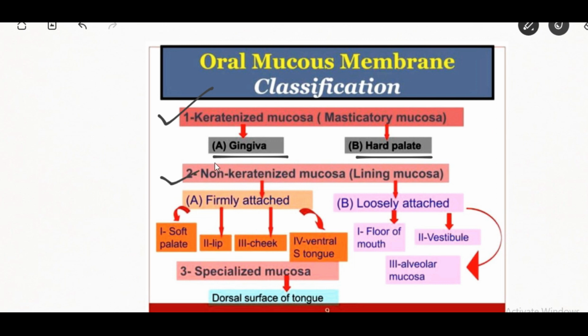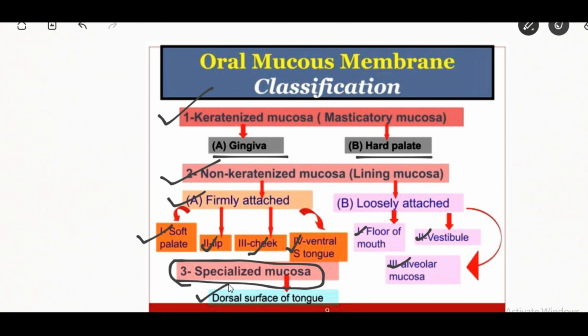The second is the lining mucosa, that is the non-keratinized mucosa. It can be firmly attached or loosely attached. It is firmly attached to the soft palate, lip, cheek, and the ventral tongue mucosa, while it can be loosely attached to the floor of mouth, vestibule, and the alveolar mucosa. The lining mucosa is exposed to very mild forces. It adapts itself to the movement of cheek, lips, and tongue. So it constitutes 60% of the total oral mucosa.